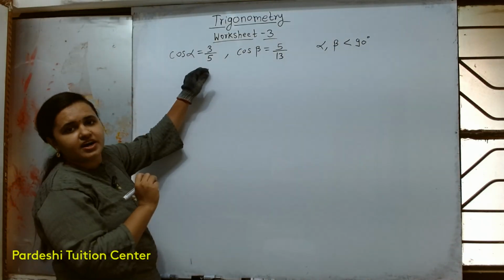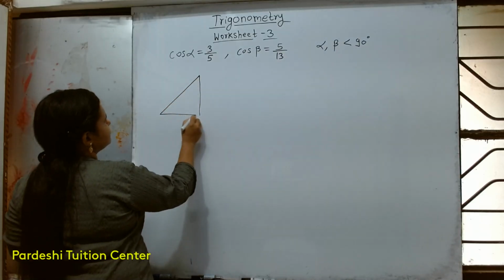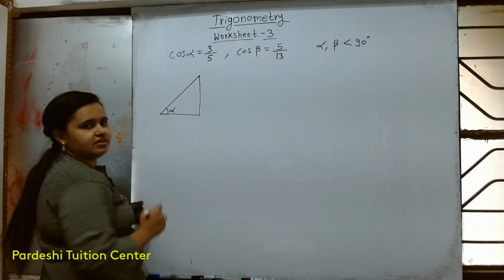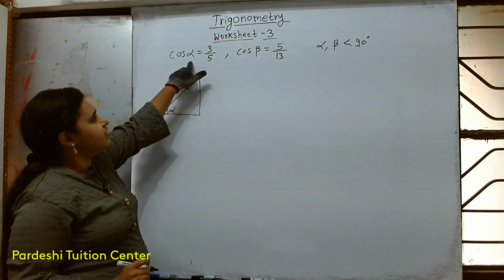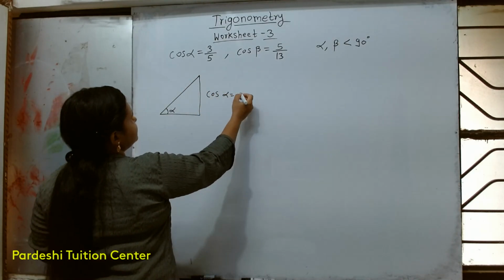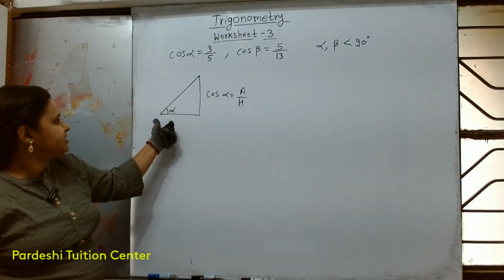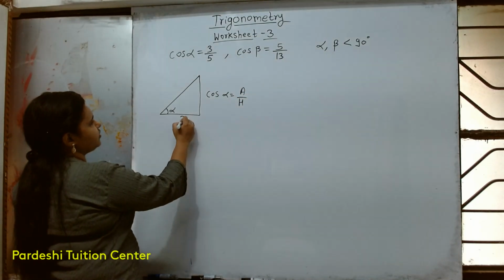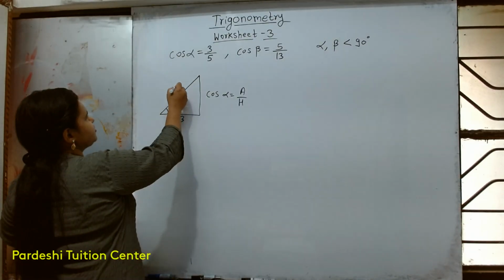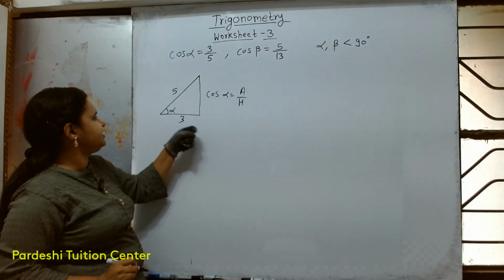So, if I draw a triangle for this, it will be a right angle triangle. This will be our alpha. Cos alpha, what is cos? Cos alpha is adjacent upon hypotenuse. So, its adjacent side will be this one and its hypotenuse is this one, that is 5. Adjacent upon hypotenuse is cos alpha, that is 3 by 5.